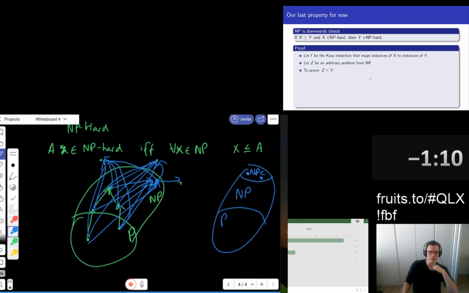Now take an arbitrary problem z from NP. To show that y is NP hard, I need to show that this arbitrary problem in NP can be reduced to y. Well, since x is NP hard, there must be a reduction from z to x. So I can construct my reduction from z to y by first doing my reduction from z to x, and then doing my reduction from x to y. Then I have constructed a polynomial time reduction from z to y, meaning that y must also be NP hard, because z was arbitrarily chosen.